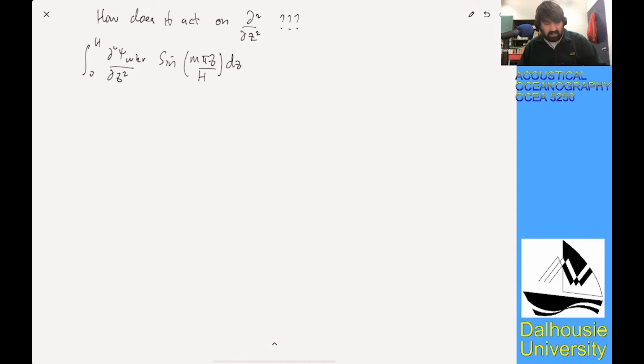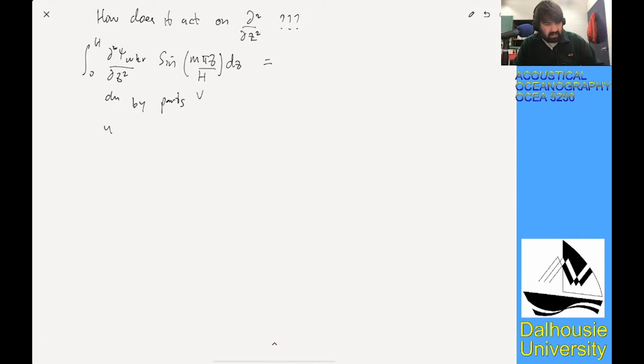How do we do this? Well, I already gave the hint away earlier. We have to do it by parts. Right away you can see the idea here: you differentiate the sine twice and get back to sine, and you integrate the second order derivative twice and get back to psi omega kr. So by parts, we say this is du, this is v.